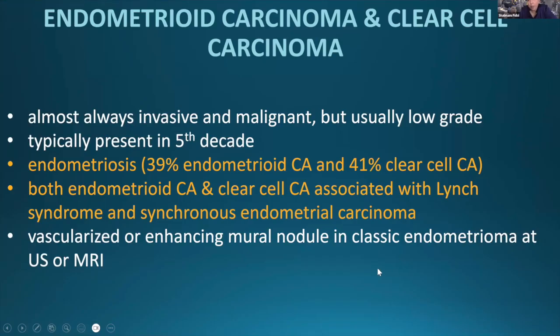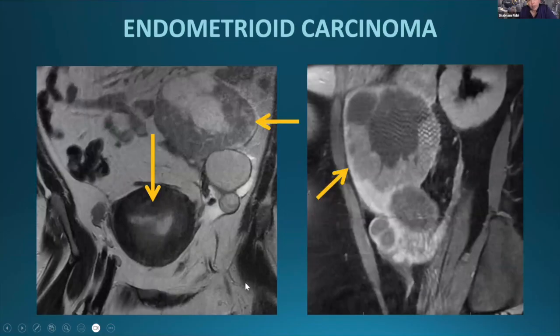And what we look for in imaging, we're basically looking for changes in a classic endometrioma. So when we look on ultrasound or MRI, what we'll see is a vascularized or an enhancing mural nodule in a pre-existing endometrioma. Here's an example. This coronal T2 weighted image shows a large, complex, solid and cystic mass within the left adnexa, as well as a small amount of pelvic ascites. The larger orange arrow is pointing to a synchronous endometrial cancer.